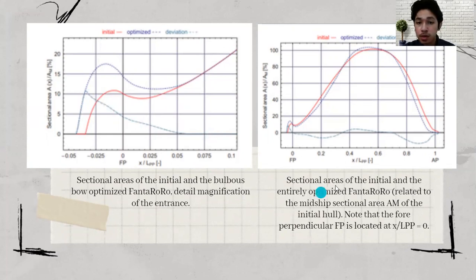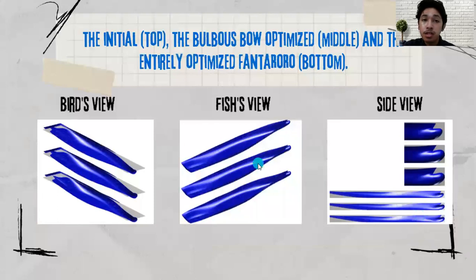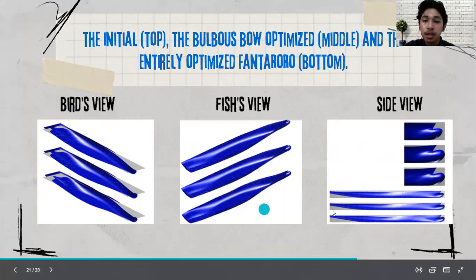Same with this one on the right side, the sectional areas of the initial and the entirely optimized Pantaloon, related to the midship sectional area AM of the initial hull. Note that the fore perpendicular FP is located at X per LPP equals 0. So this is the initial, or the top, the bulbous bow optimized, or the middle, and the entirely optimized Pantaloon, which is the bottom one. This is the bird's view, this is the fish's view, and the last one is the side view.